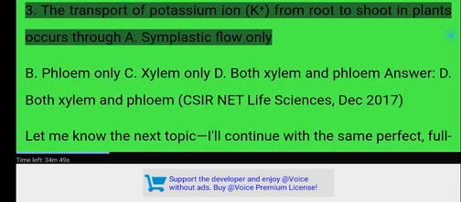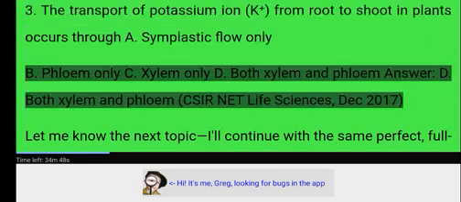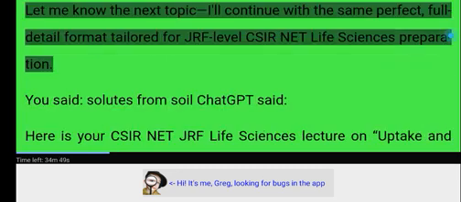3. The transport of potassium ion, K+, from root to shoot in plants occurs through: A. Symplastic flow only. B. Phloem only. C. Xylem only. D. Both xylem and phloem. Answer: D. Both xylem and phloem. CSIR NET Life Sciences, Dec 2017.